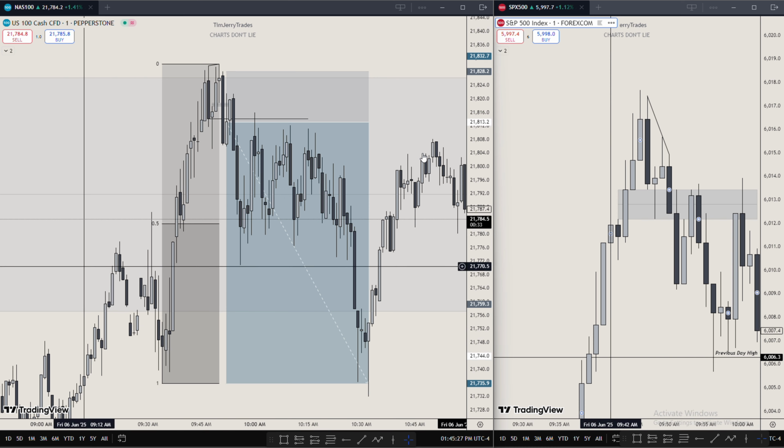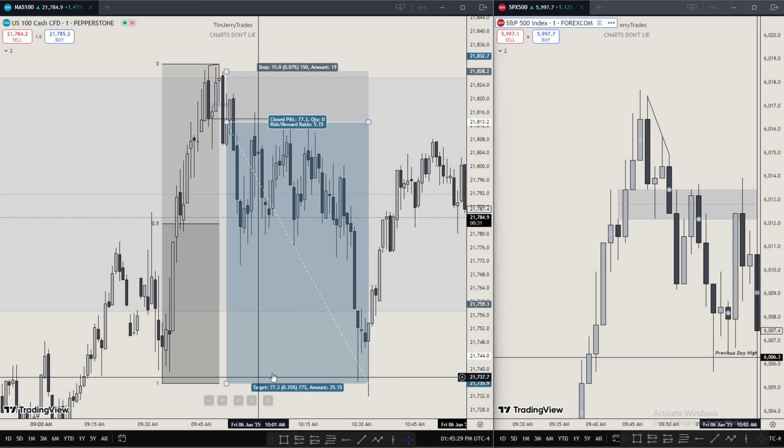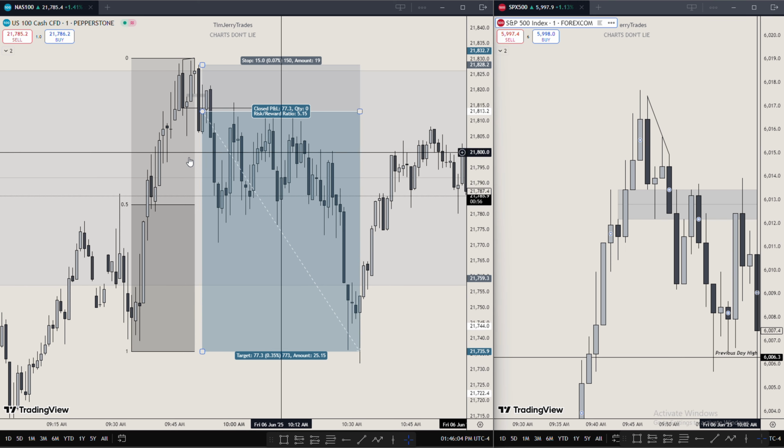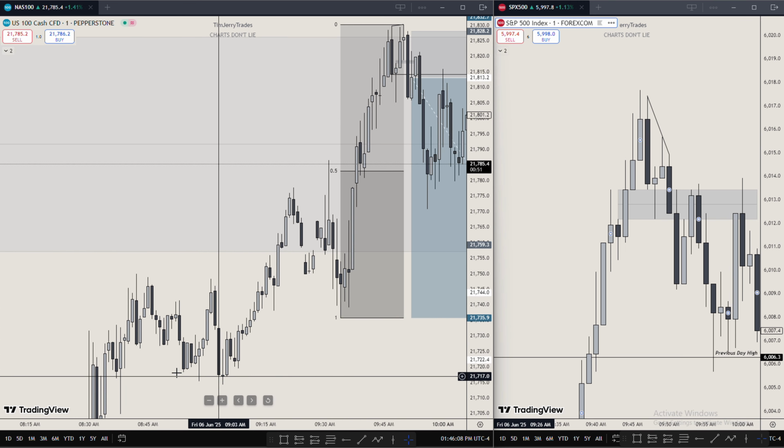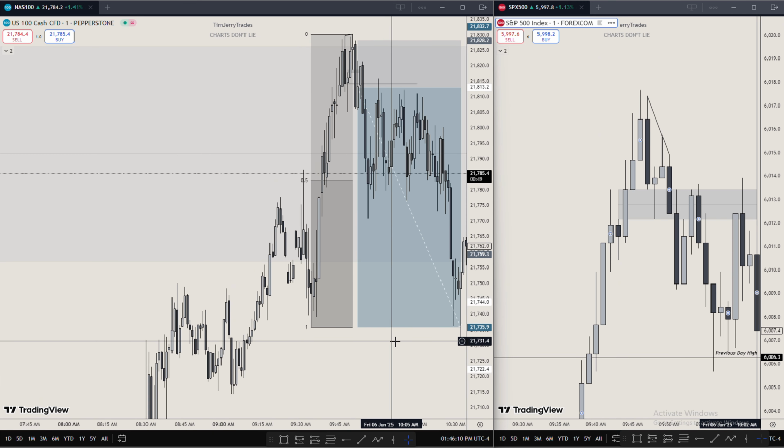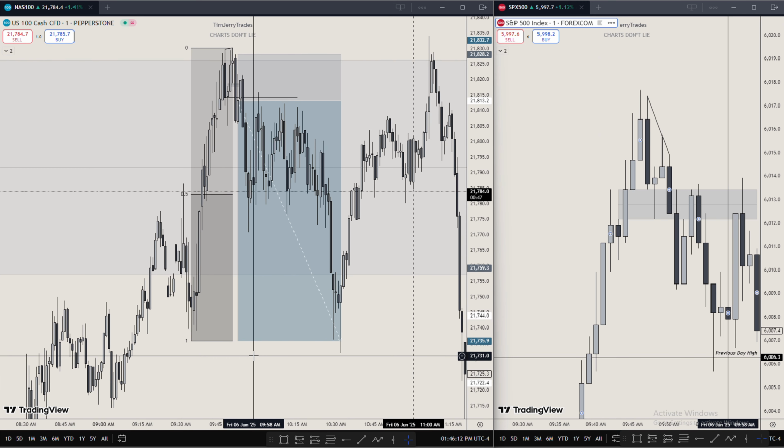But as you can see, this is a clean 1 to 5 trade, over 75 points. So that's basically today's trade. I didn't take this trade. I took a sell trade somewhere right here. And yeah, so this is a video of me taking this trade.